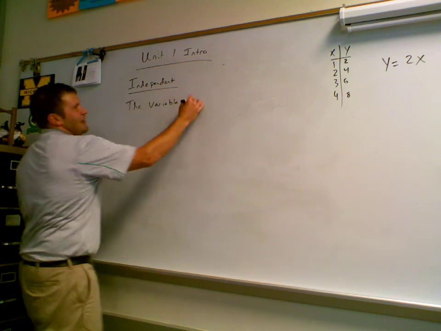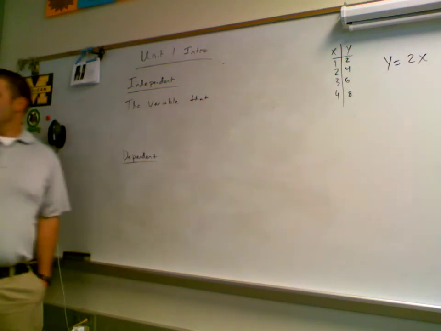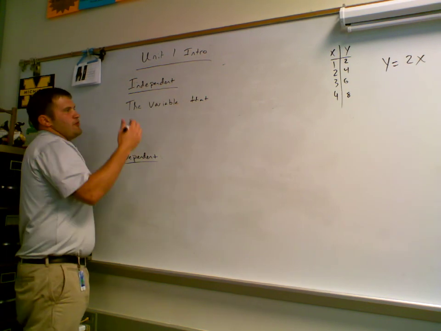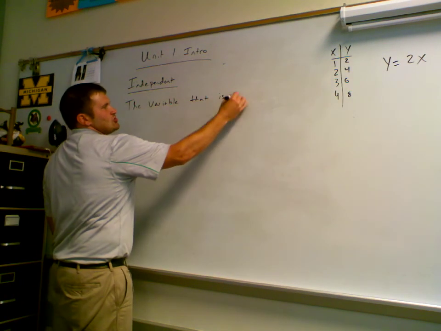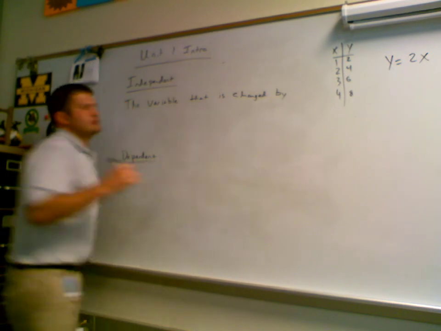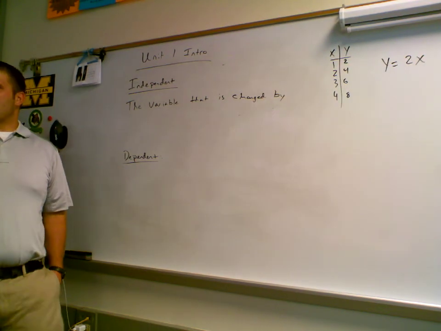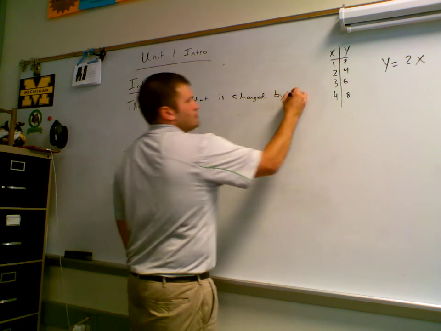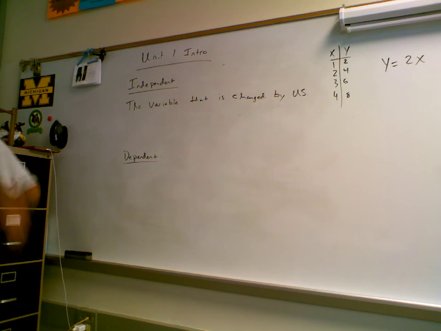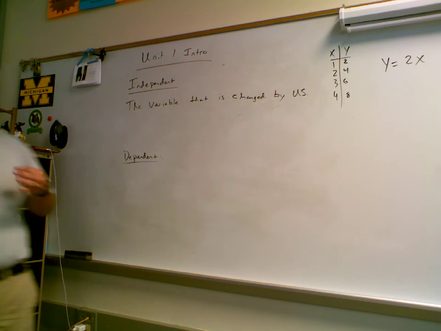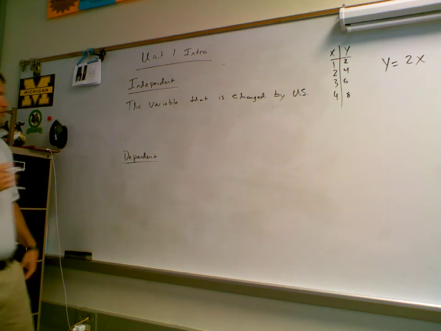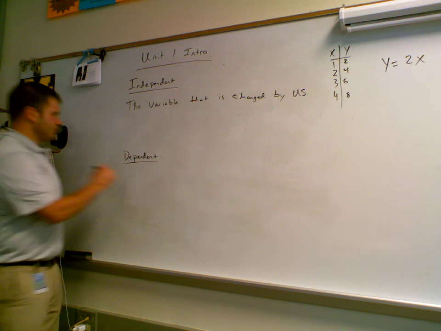Alters, because we all agree it changes. The x variable, the independent variable, is the variable that alters. It is changed by who? Us. The mathematician, the scientist, whoever is doing the experiment, the independent variable is the one that's changed by us. And what is the dependent variable? The responding one. So the independent changes, and that one responds.